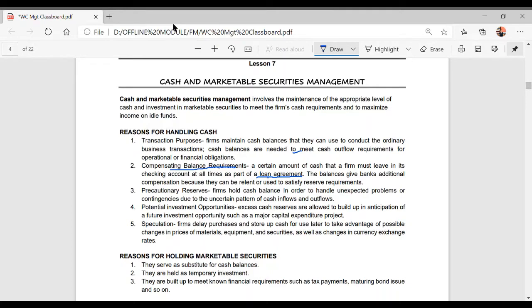And then we have the precautionary reserves. So this is to handle unexpected problems or contingencies. So naa kay pundo daan for any unexpected or mga emergency uses.